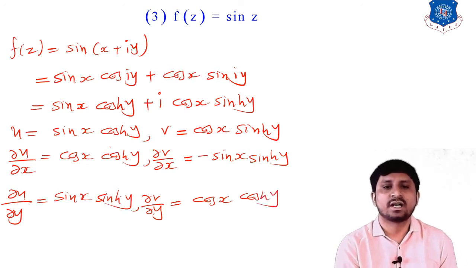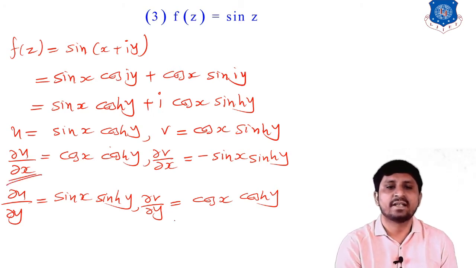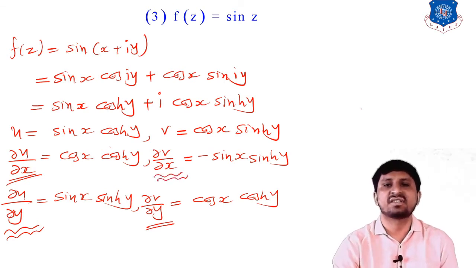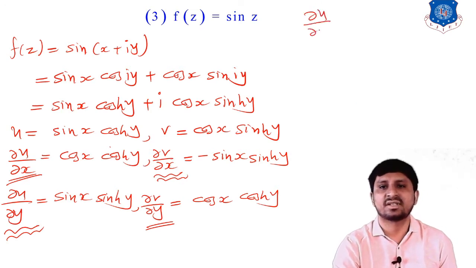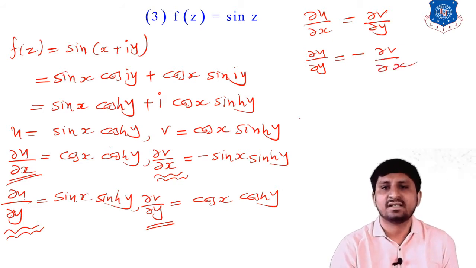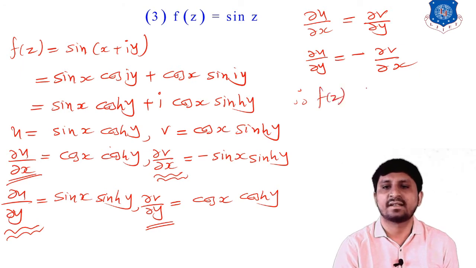So these two are equal, del u by del x and del v by del y, and these two are also equal with opposite sign: del u by del y is equal to minus del v by del x. So the CR equations are satisfied here. What is the CR equation? Once again I write: del u by del x is equal to del v by del y, and del u by del y is equal to minus del v by del x. So the CR equations are satisfied, and clearly this function f of z equal to sin z is an analytic function.